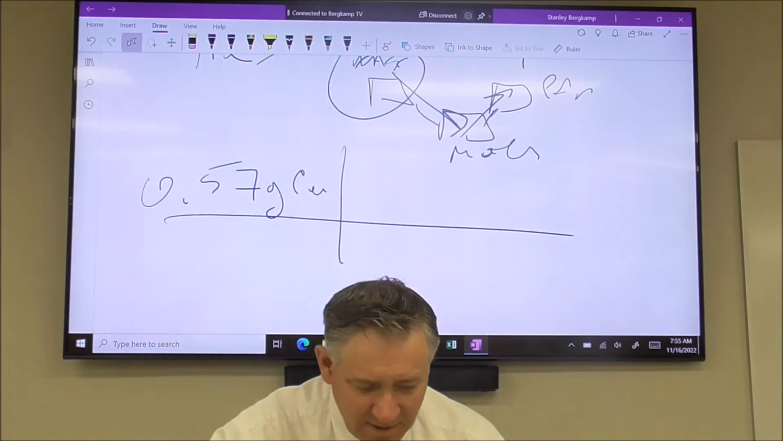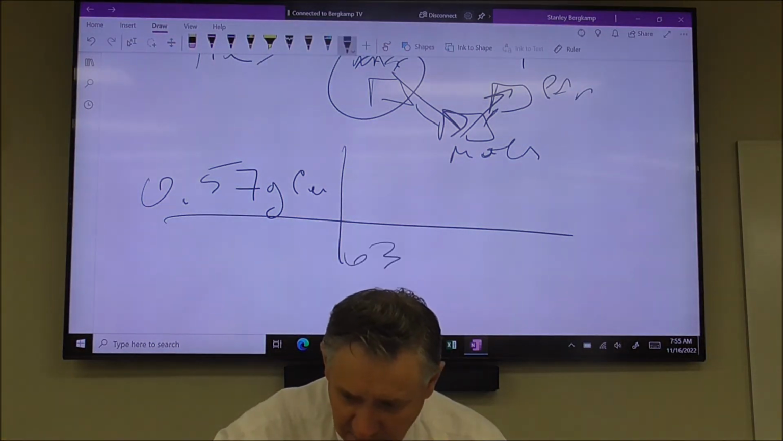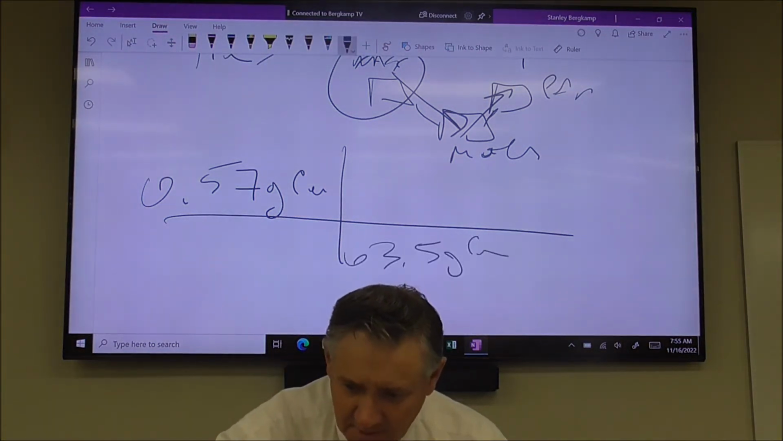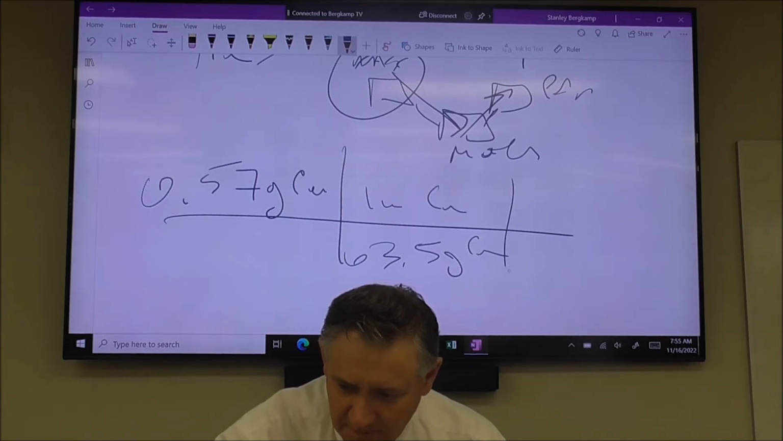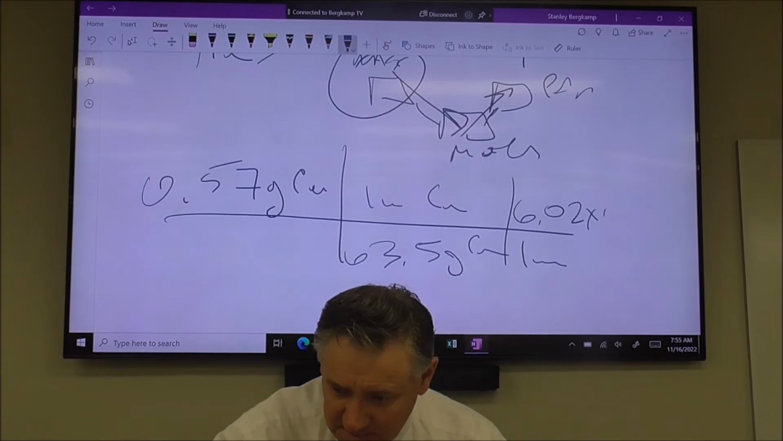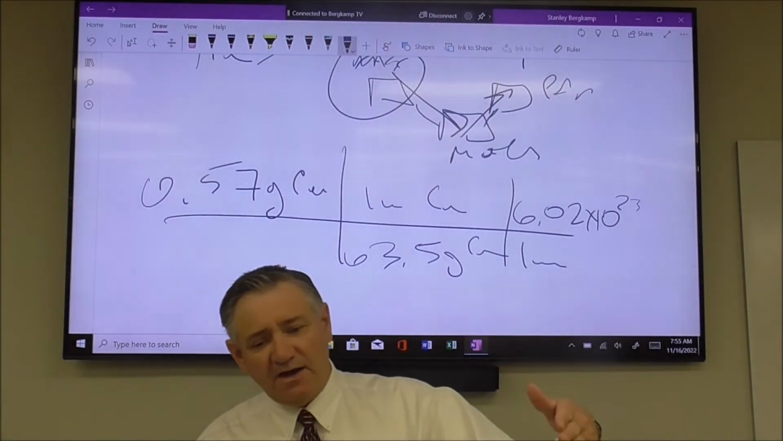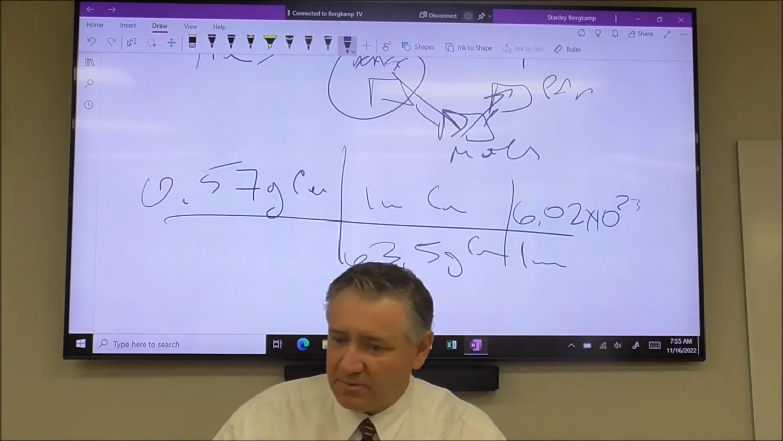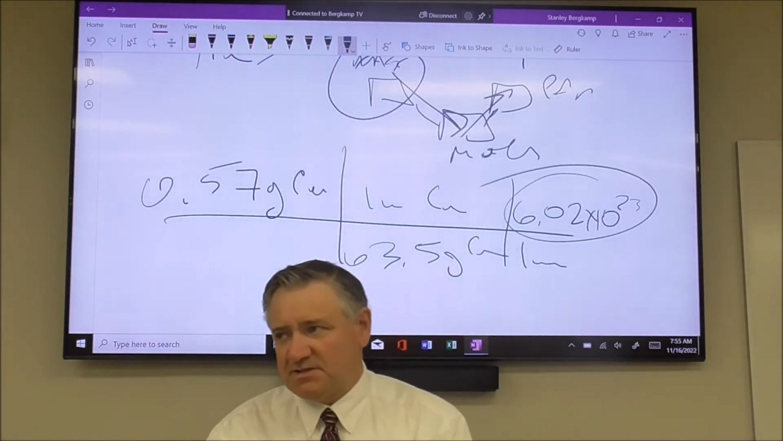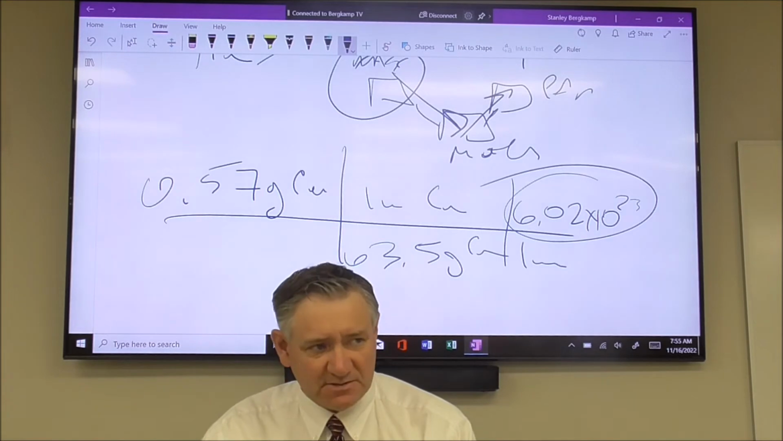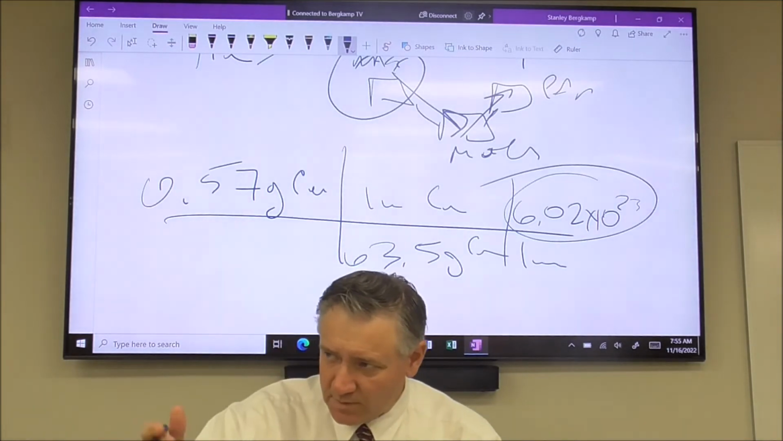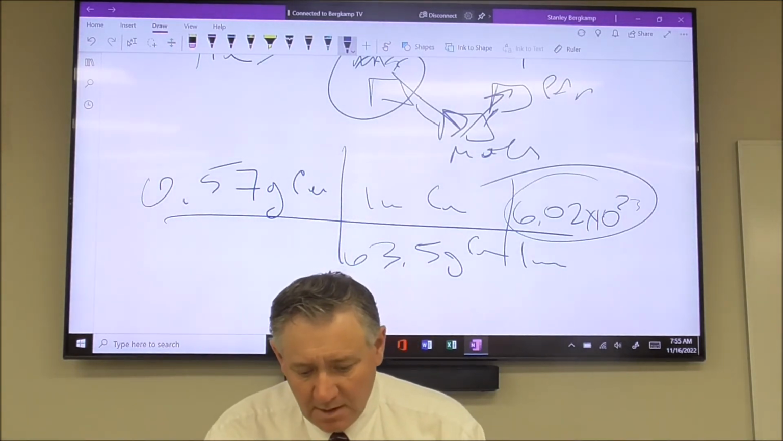You're going to look at that periodic table. That's 63.5 grams of copper. That's 1 mole of copper. 1 mole of copper, or 1 mole of anything, contains 6.02 times 10 to the 23rd particles. So you're going to take 0.57, divide that by 63.5, multiply that by 6.02 times 10 to the 23rd. So that's the level of work that you need to be able to do.